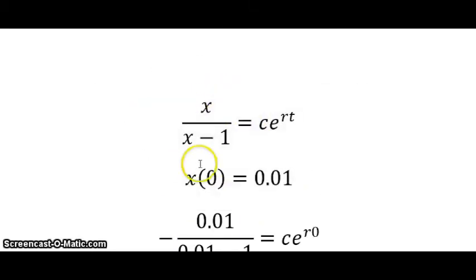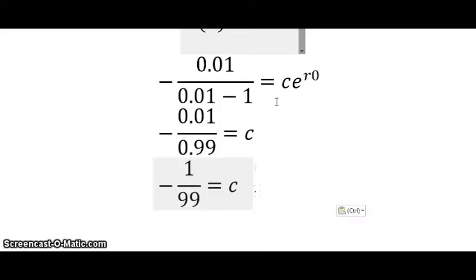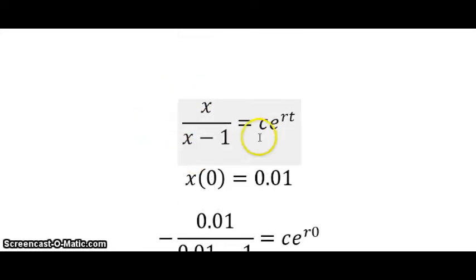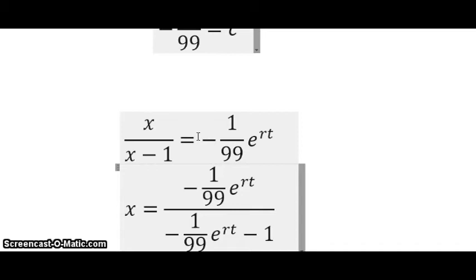So guys, we got this formula from simplifying the previous equation, and now we substitute the initial value. When t is equal to 0, the value of x is 0.01. We substitute it into the equation and we get C equal to negative 1 over 99. After we get the value of C, we go back to the equation and replace C with its value. So the new equation is x over (x minus 1) equal to negative 1 over 99 times e to the power of rt.